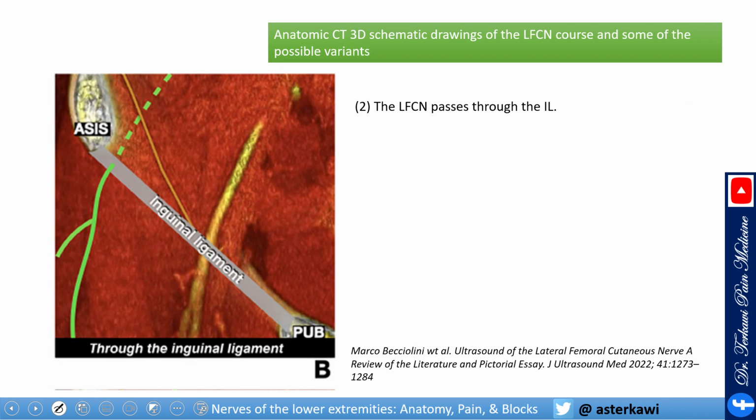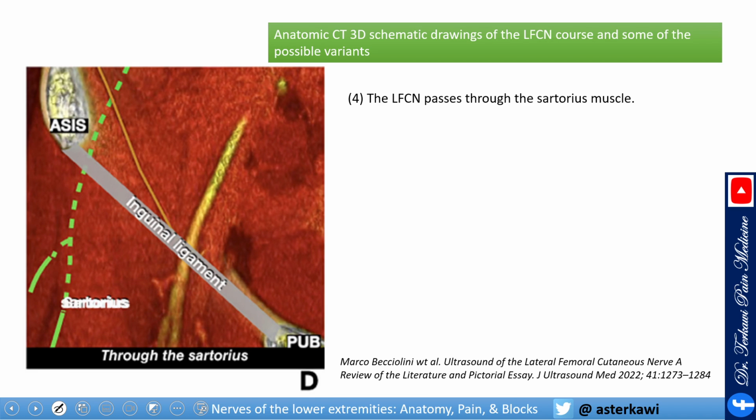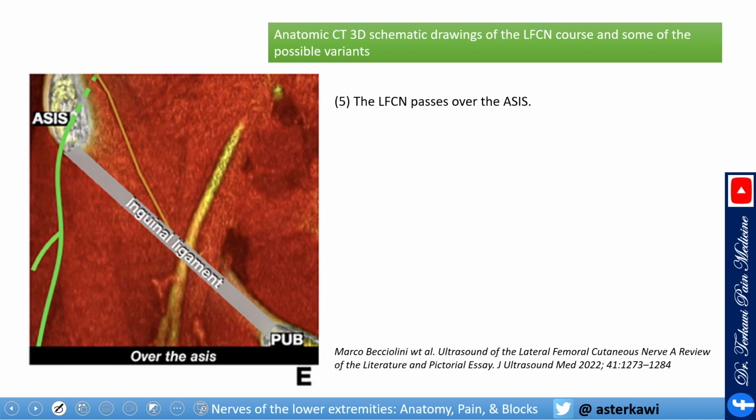The second pattern is when the nerve passes through the inguinal ligament. The third one is when the nerve passes over the inguinal ligament. So imagine how superficial that is. Then the fourth one is when the nerve passes through the sartorius muscle. This is one of the most challenging ones to find if you don't pay attention. And the fifth one is when the nerve passes over the ASIS. So you're spending your time searching here, going back and forth. If you don't start from the ASIS, you're going to miss the nerve.